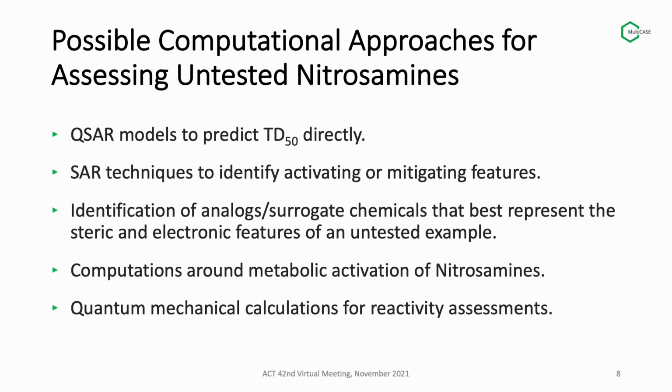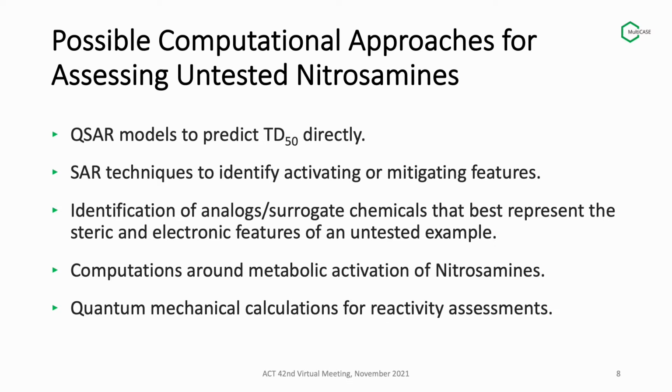So now let's talk about the main theme of this presentation, and that is the development of different types of computational approaches to predict the potency of an untested nitrosamine. So various techniques come to my mind, and the first one is a quantitative technique, which is quantitative structure-activity relationship or QSAR models that can predict the potency in terms of TD50 values directly.